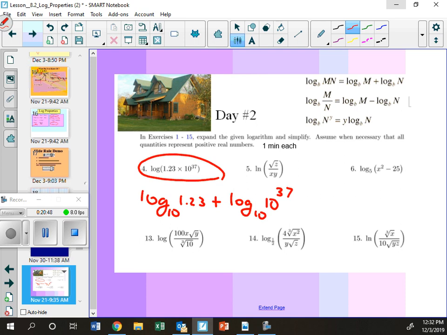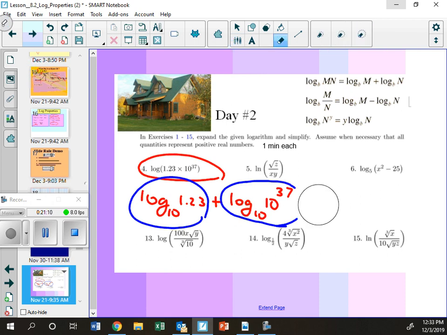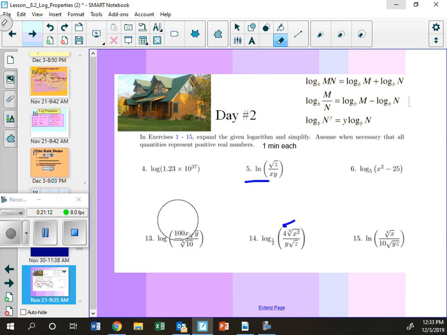Ooh, that's going to work out nice, because it's supposed to be expand and simplify, and I just found something I could simplify a lot. See what I mean? The thing I circled, what's that equal to? 37. So it's 37 plus whatever this decimal is. So I can get a pretty close estimate of what the actual answer is by doing that. All right, I want you to do problems 4, 5, 6. I just did problem 4 partially for you there.